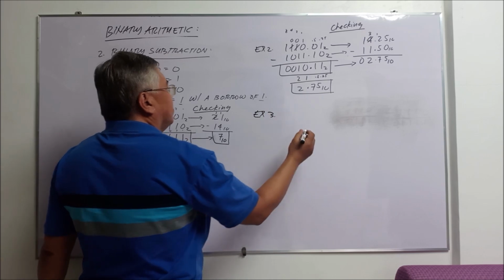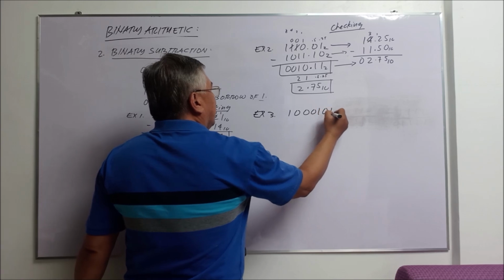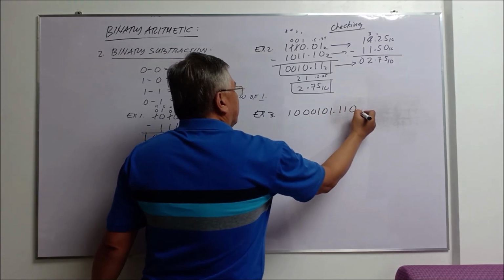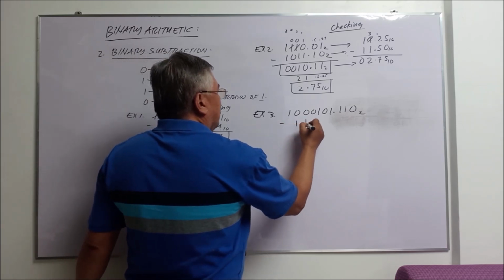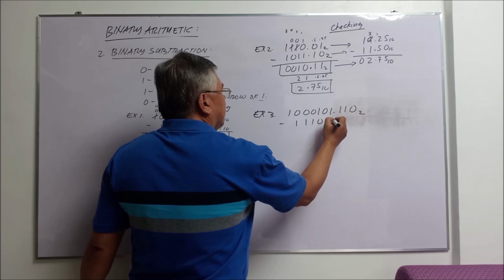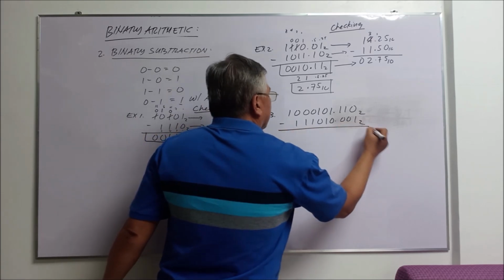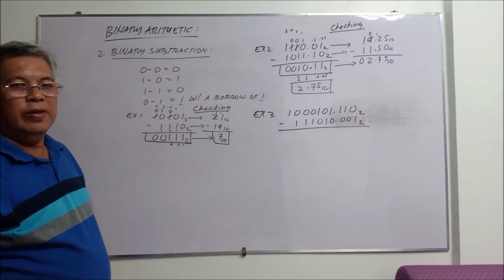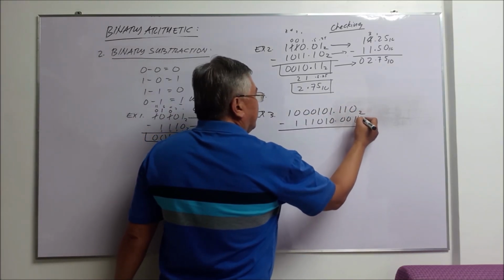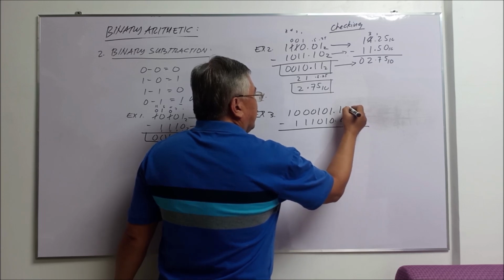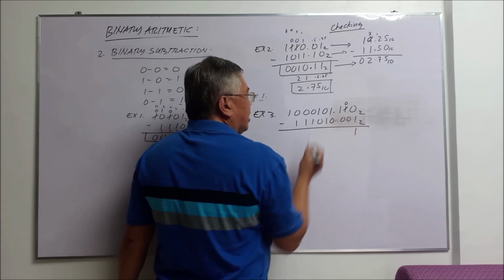Example number 3. Say you have 1,000,101.110 of base 2. We want to subtract this with 1,110.001 of base 2. Okay? So how do we do this? How do we subtract? Again, 0 minus 1 is 1. You need to borrow here. This becomes 0. Okay? Since you encountered a 1, stop.